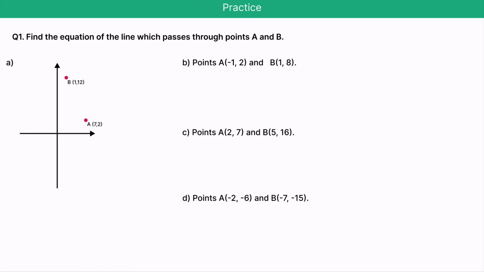So here's some practice questions. Press pause now and have a go. I'm about to put the answers up now. Here are the answers. Mark your work.